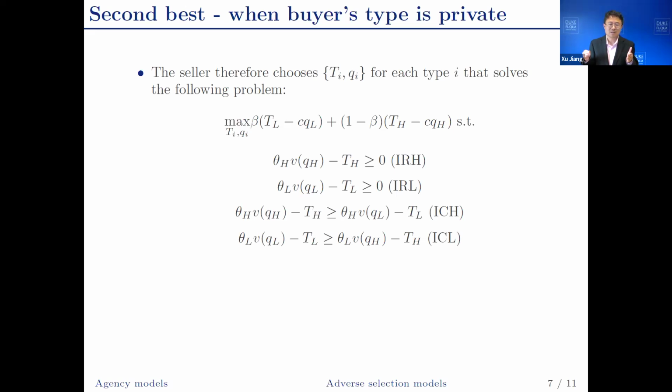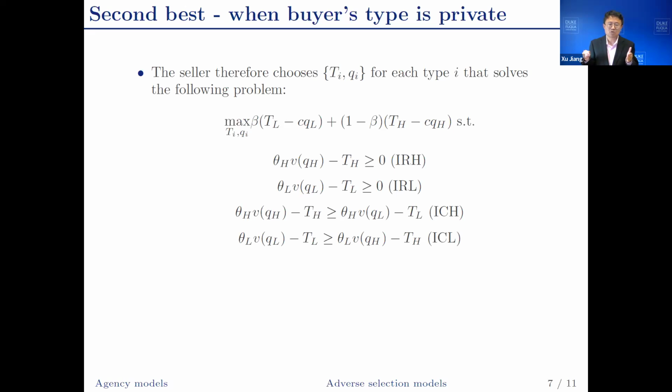Now let's look at the constraint IC-H. The left-hand side is the expected payoff for type H from choosing the contract offered to type H, which means buying QH units and paying the seller TH. The right-hand side is the expected payoff.